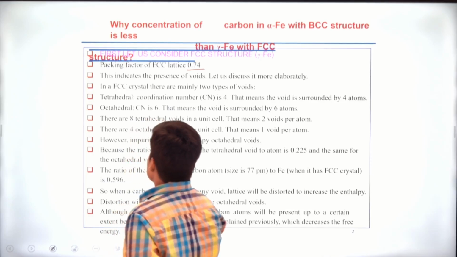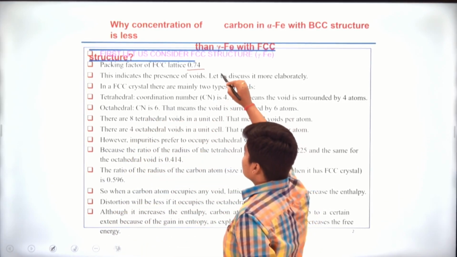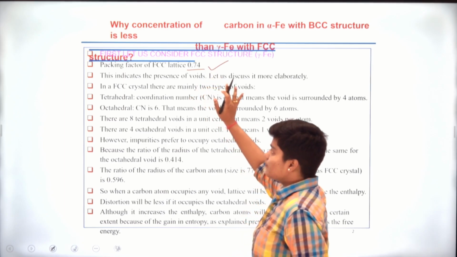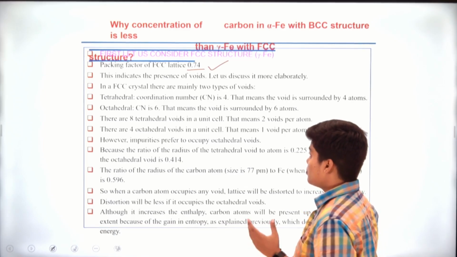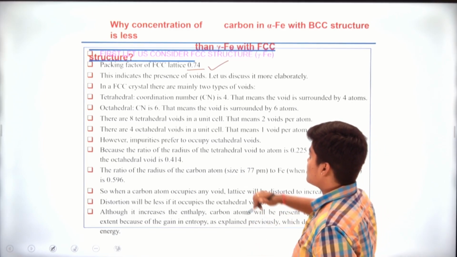So the packing factor is 0.74, which means the rest of the unit cell will be filled by what? Void or impurity. We can say that is void.